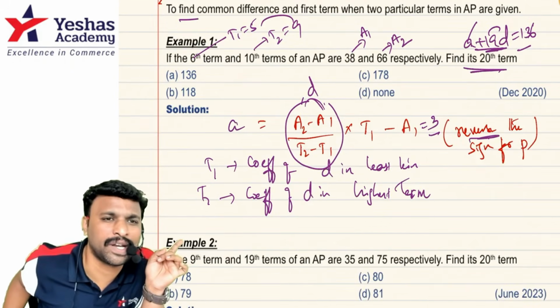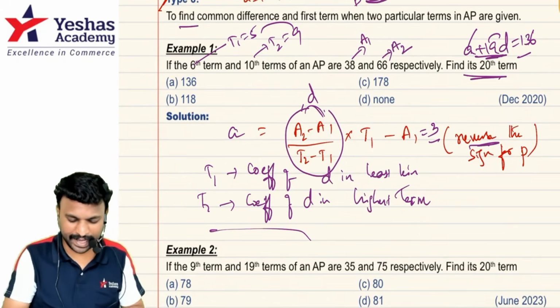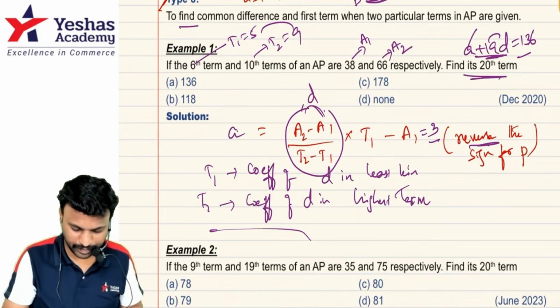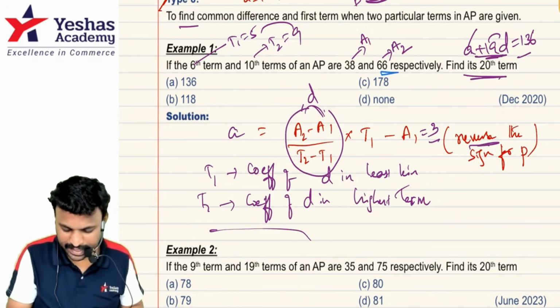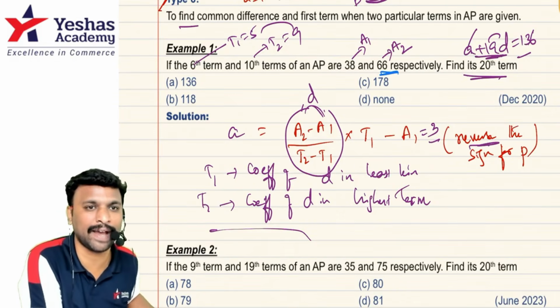Shall I explain this once again or is it clear? Once again. Look, what is the highest term given? 66. That is A2. I have marked. The least term given is 38. That is A1. I have marked.